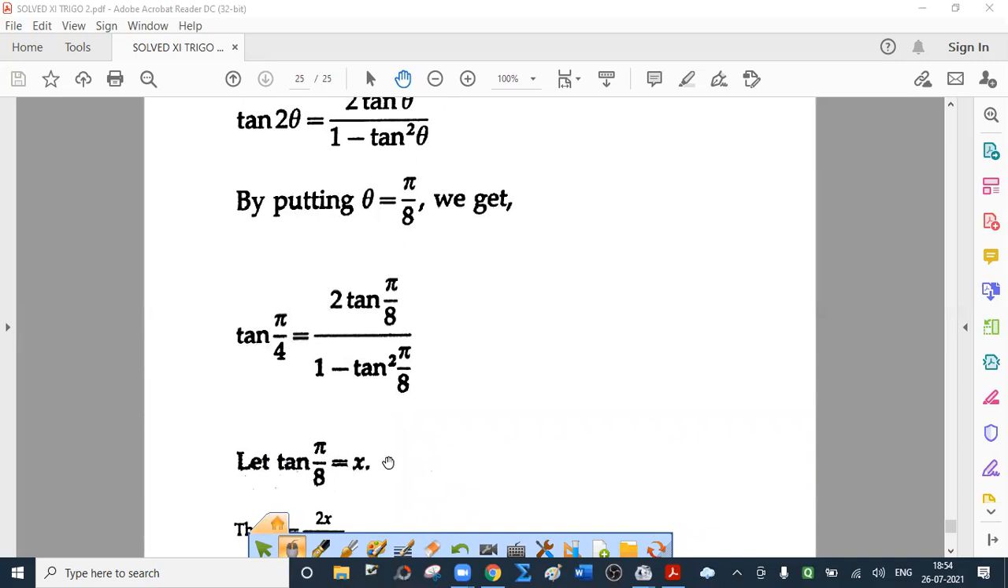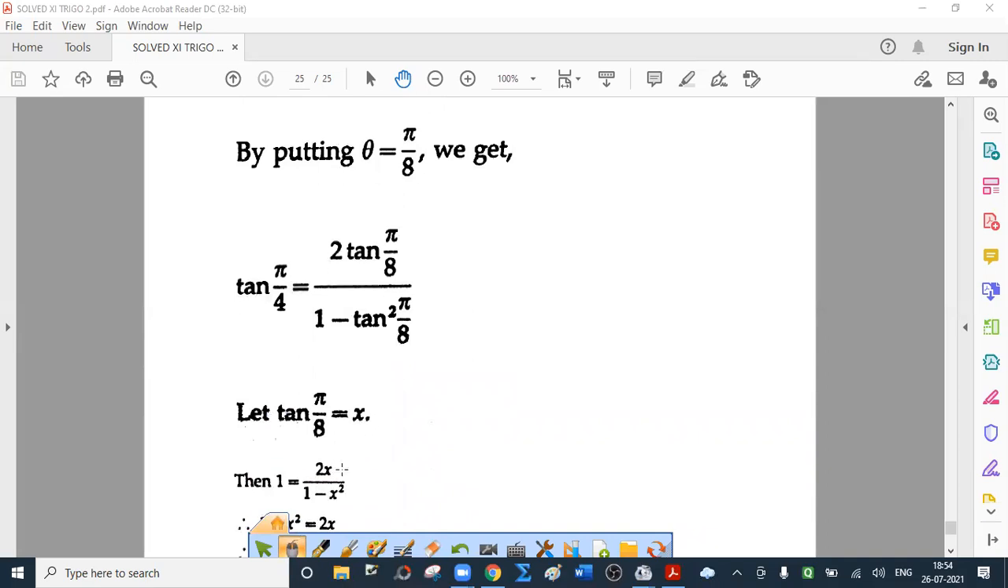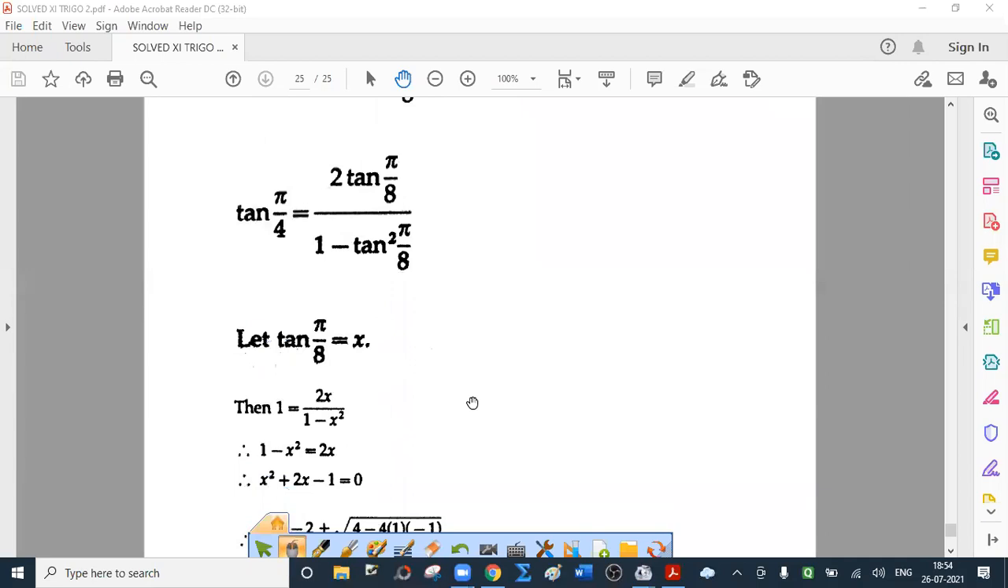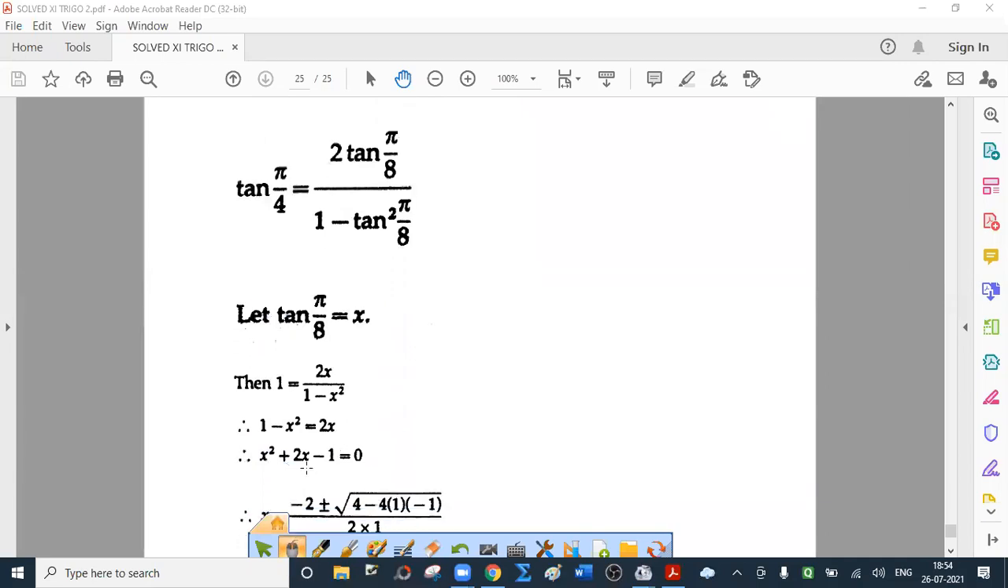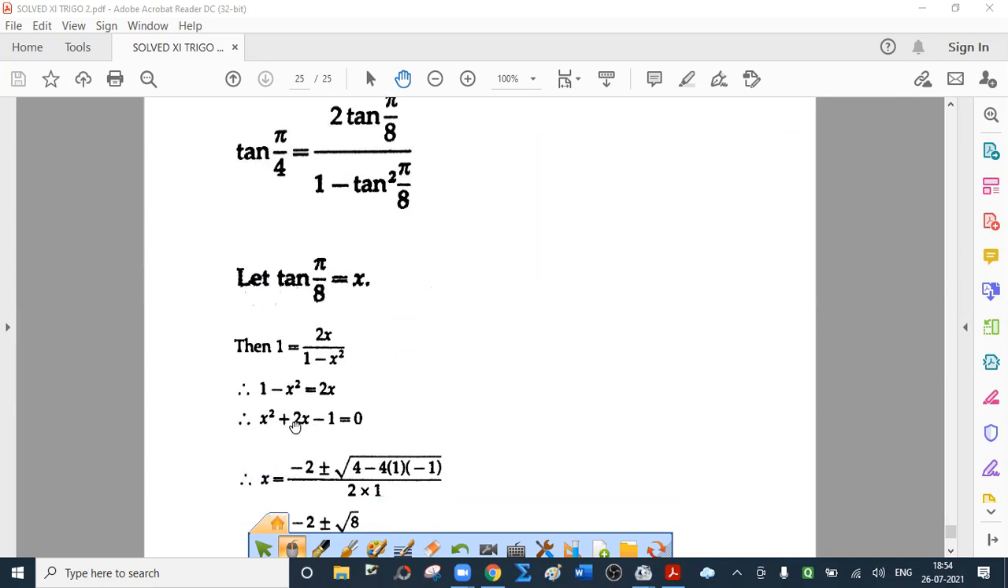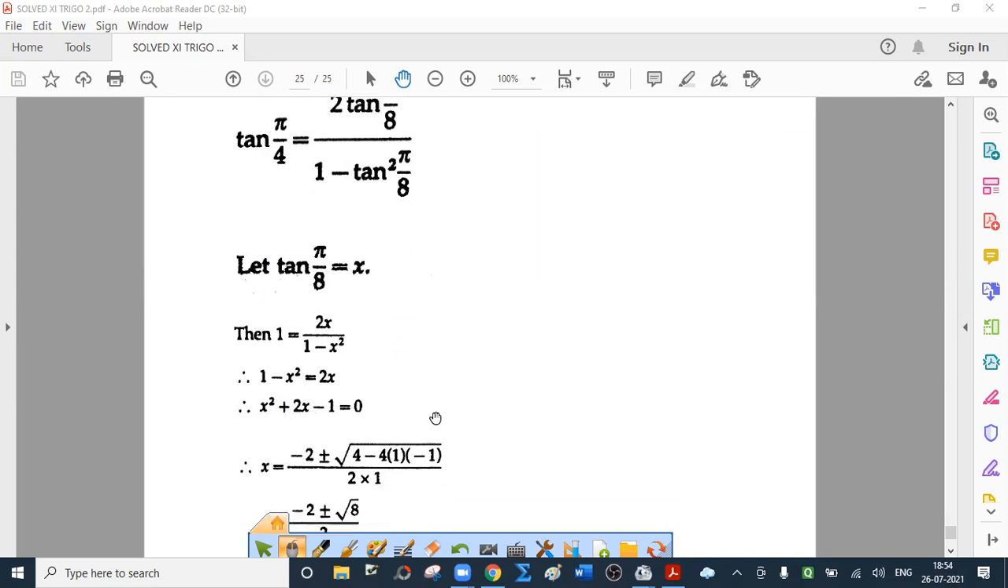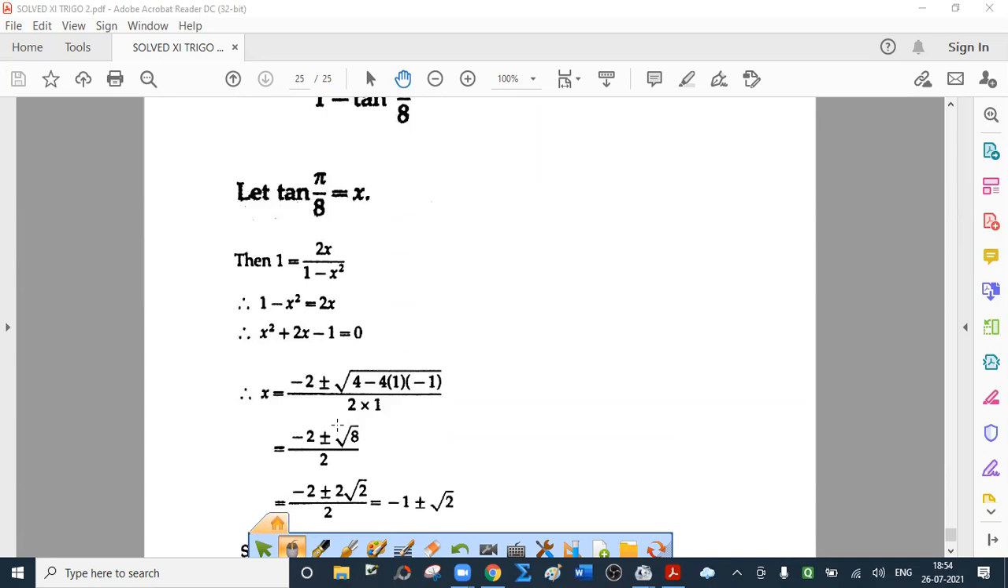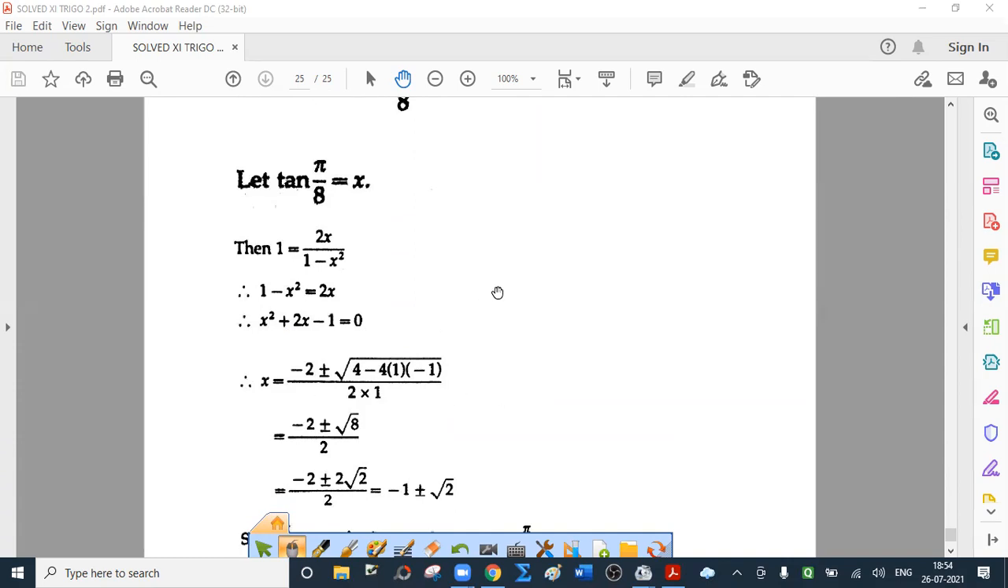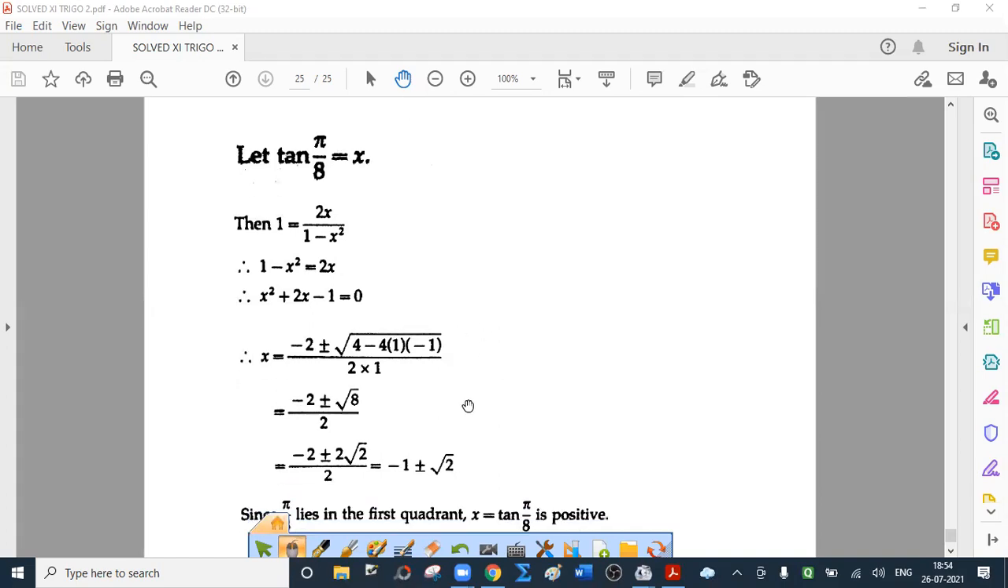Let tan pi by 8 be x. So the equation becomes 1 equal to 2x upon 1 minus x square. That is x square plus 2x minus 1 equal to 0 on simplification. We cannot find roots by factorization method. So we go for the formula: minus b plus minus root of b square minus 4ac upon 2a. So there are two roots, minus 1 plus root 2 and another is minus 1 minus root 2.